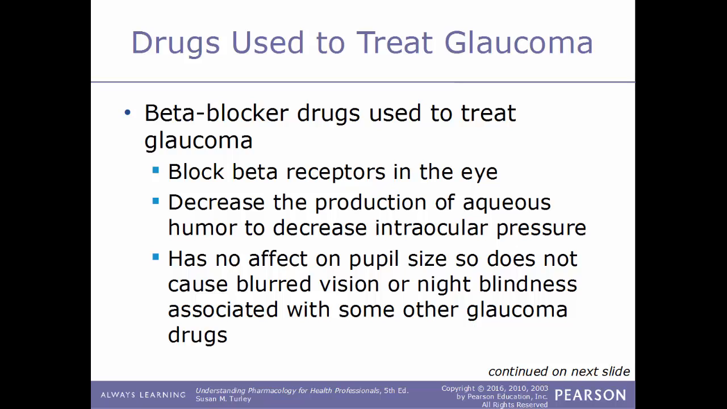First ones we'll talk about are the beta blocker drugs. And these will work because they block the beta receptors in the eye. And these will decrease the production of aqueous humor to decrease the amount of intraocular pressure. Now these kinds of drugs have no effect on the pupil size, so it does not cause a blurred vision or night blindness, which is often associated with other types of glaucoma drugs.